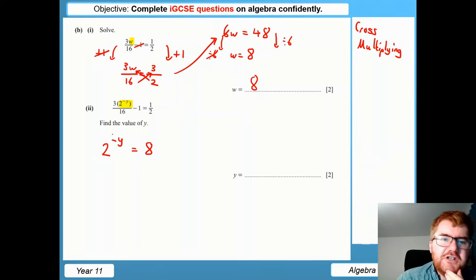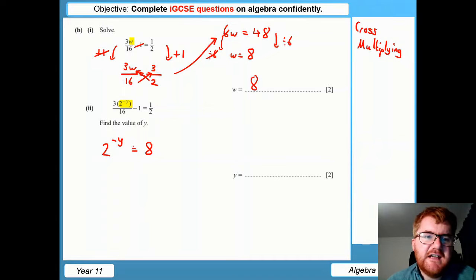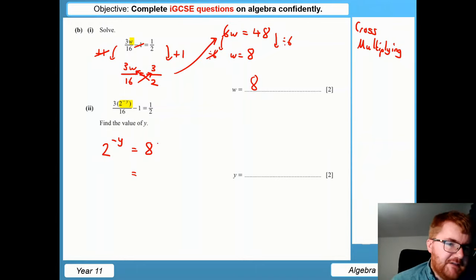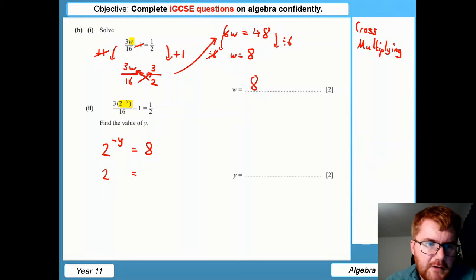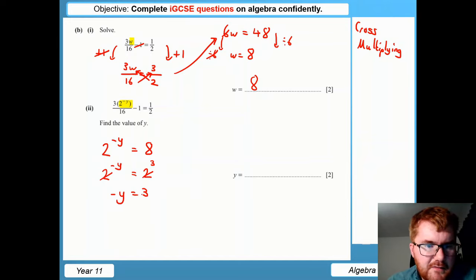Now, at this point, to actually work out what y is here, there's a couple of different approaches you can take. I'm going to try and make the right-hand side of this equation look like the left-hand side. So what do I mean by this? Well, 2 to the power of minus y. Well, 8 is the same as 2 cubed. And notice now I've got this base the same. Again, I can equate the powers. This gives me then minus y is equal to 3, and therefore y is minus 3.